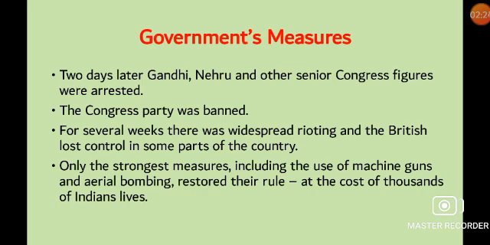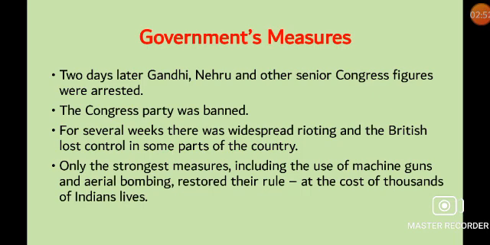Just to counter the protest launched by Congress, the British government had taken some solid measures. 2 days later, Gandhi, Nehru, and other senior Congress leaders were arrested, and the Congress party was completely banned. The British had banned all types of its activities just to stop the violence and the protest.